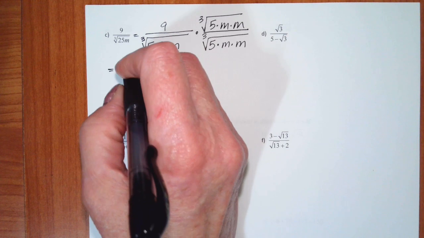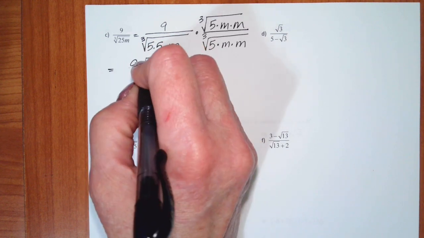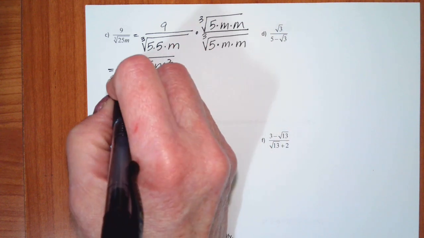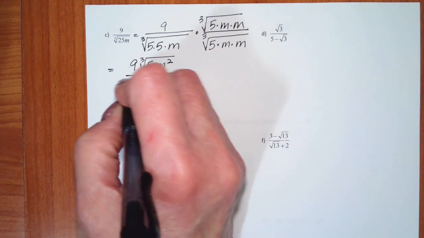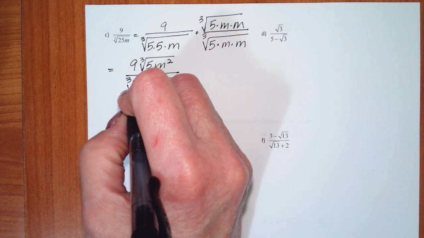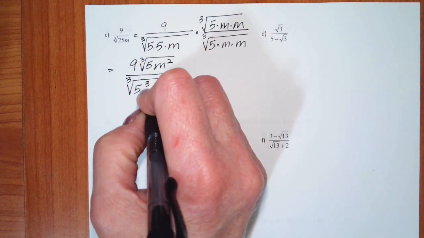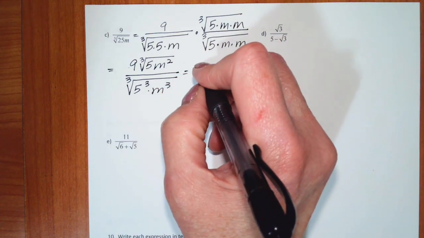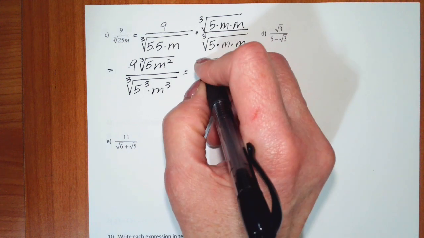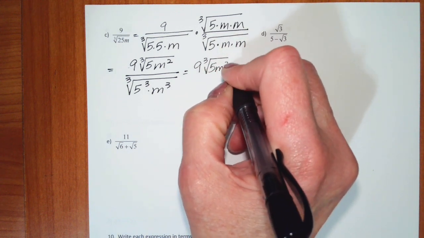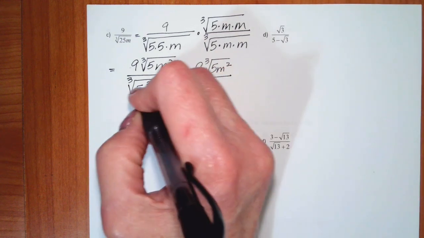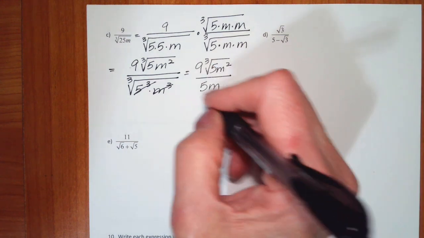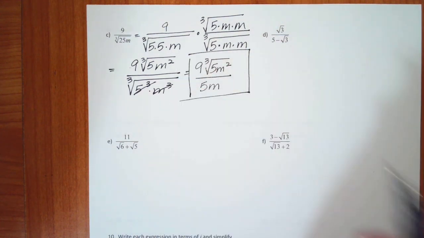So this becomes 9 times the cube root of 5m to the second divided by the cube root of 5 to the third times m to the third, which is 9 times the cube root of 5m to the second divided by 5m. There's nothing outside the radical that can be factored, so you're done.